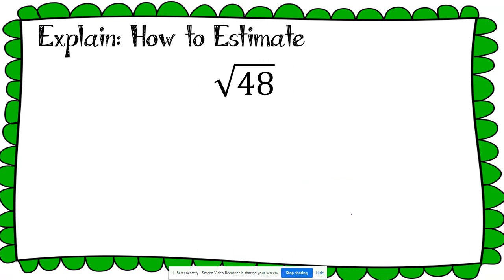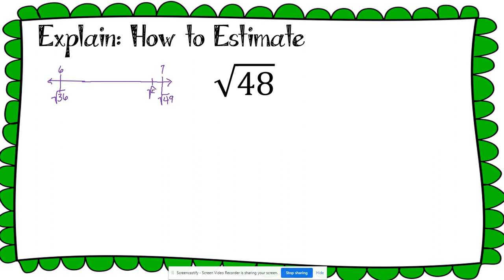If I think about the square root of 48, I want to think about the perfect squares that 48 would lie in between. Well, I know that it's between 6 and 7 on a number line. And I know that the square root of 36 is 6 and the square root of 49 is 7. So the square root of 48 is somewhere in between.